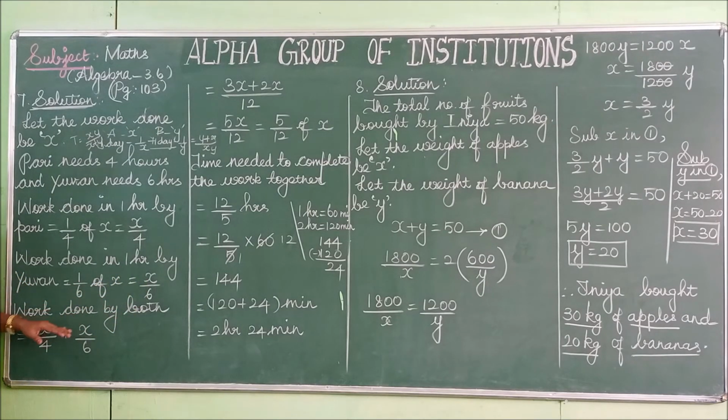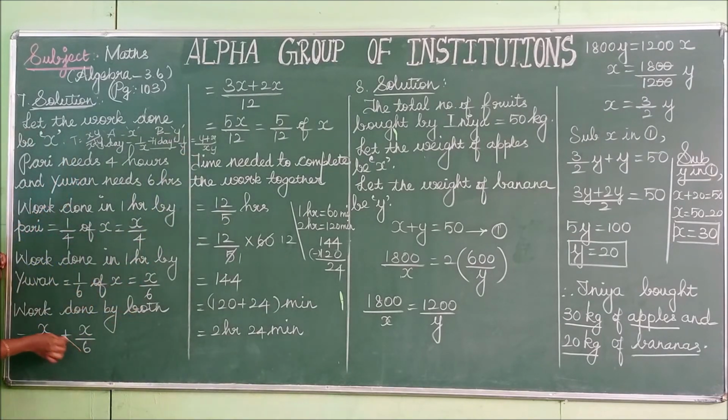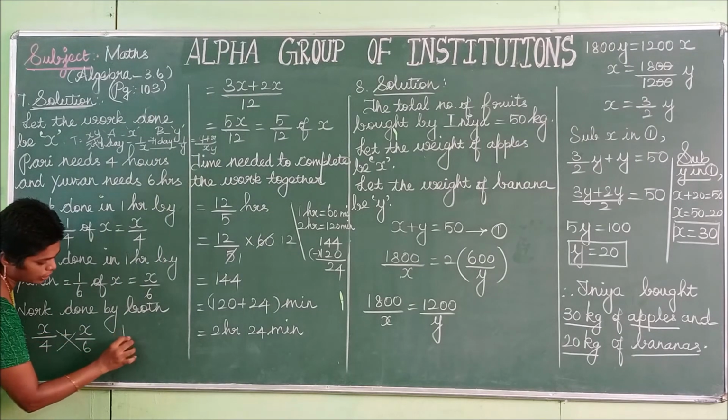So both working together means work done by both, Pari and Yuvan. So you can add both values. So what is it? Pari's x by 4 plus Yuvan's x by 6. Then move on here. This can be rewritten using the cross multiplication method. So for 4 and 6, take the LCM first.